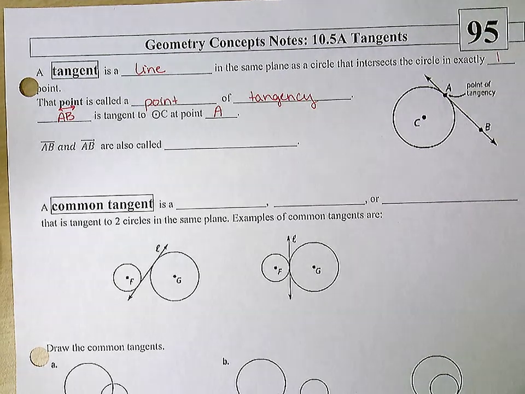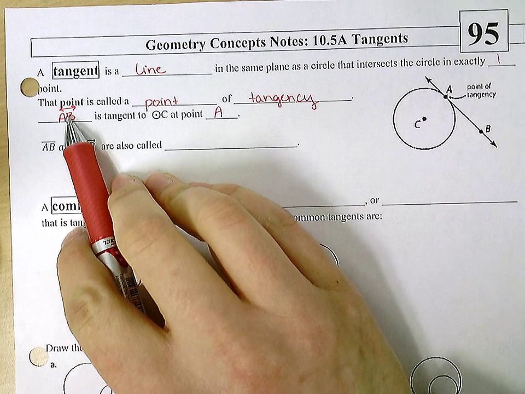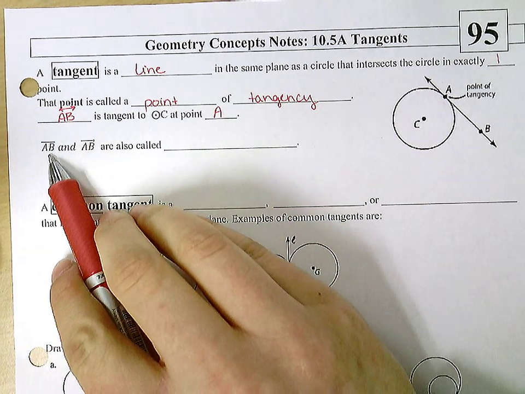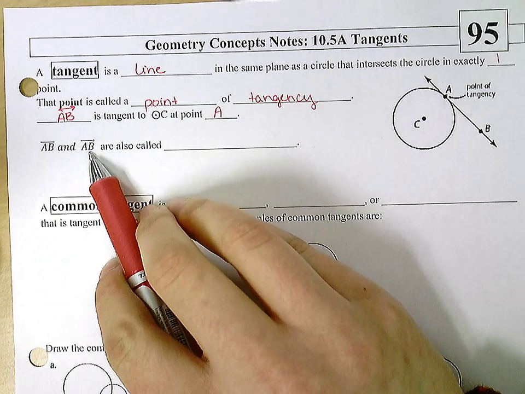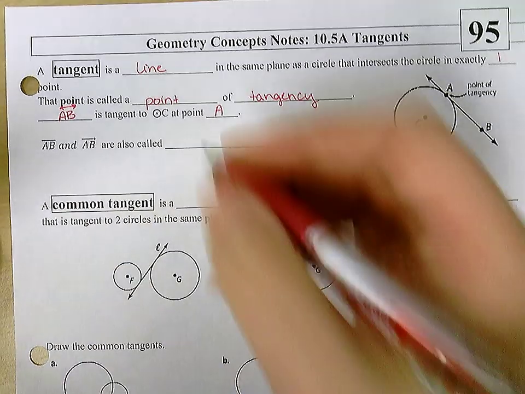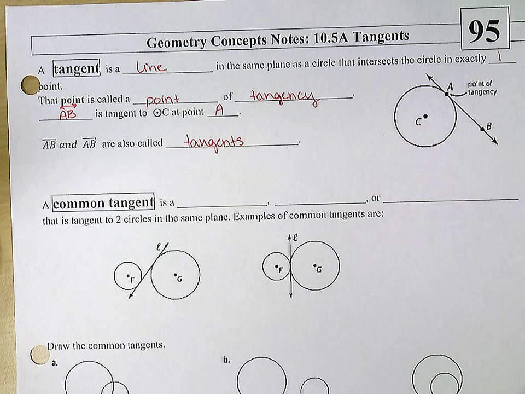Okay? So it doesn't have to be just a line. So line we indicate with arrows. It could also be a segment, so it has endpoints. Or it could be a ray, so it has one endpoint and extends further with the arrow at the end. So those are also called tangents. So it could be a segment or ray as well as a line.